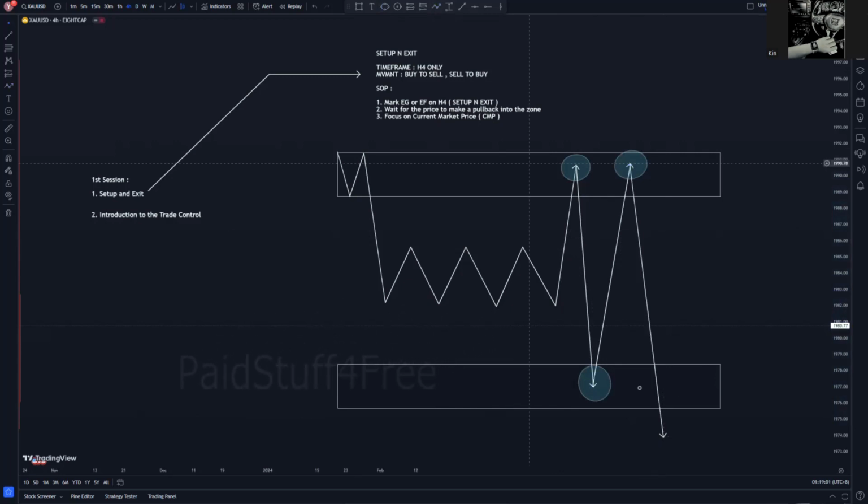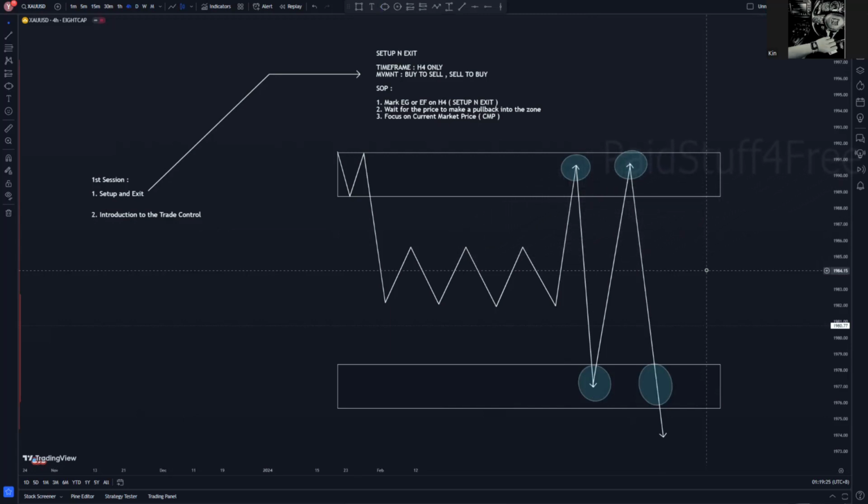There are two famous questions that most of my students ask me. The first one: can we use the same zone, the same ED or the same EF, over and over, maybe more than 2 times, 3 times, 5 or 10 times? The answer is yes, as long as that zone is still valid.